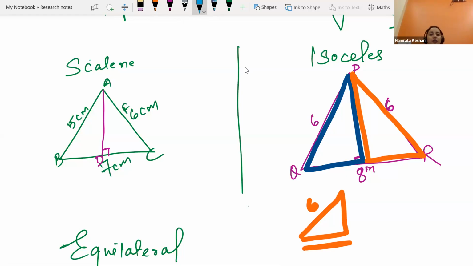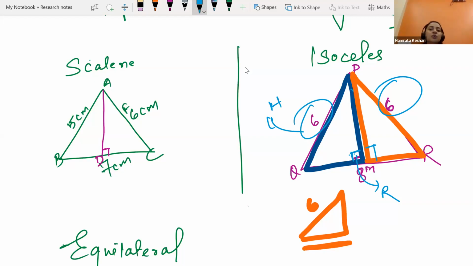Why is it congruent? This side is the same. What else is the same? 90 degrees over here, 90 degrees over here. So the 90 degree angle, the hypotenuse is the same, and any other side is the same? Yes, the common side is the same. RHS congruency is working over here.